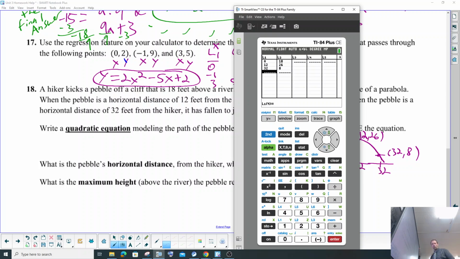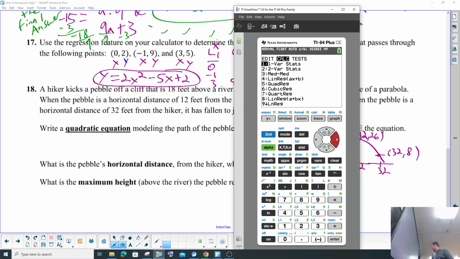So the x value, the horizontal distance, was 32. The y value was 8 feet high. So those go together. Stat over to calc, quadratic. This time we're going to do something different. We're actually going to store that equation. So you have to go vars, y vars, function, y1. Ready? Vars, y vars to the right, y vars. Function, push enter, y1, push enter. That's going to store that equation we find into the calculator, and then we can graph it.